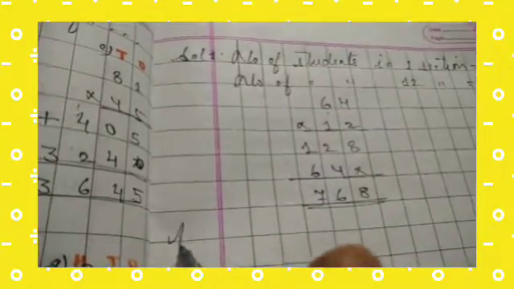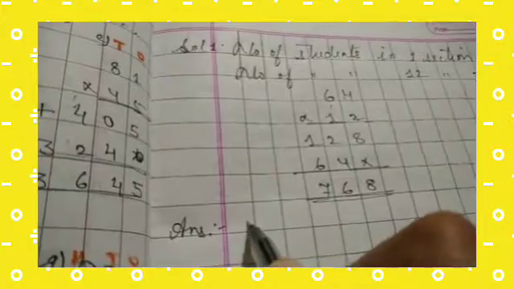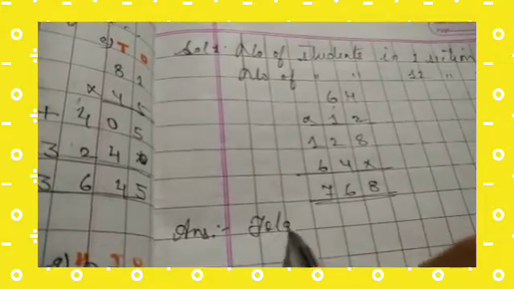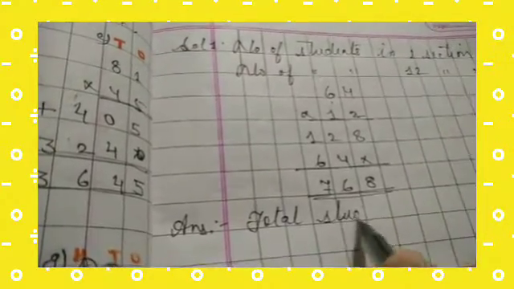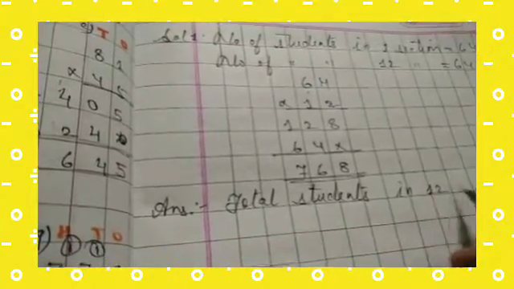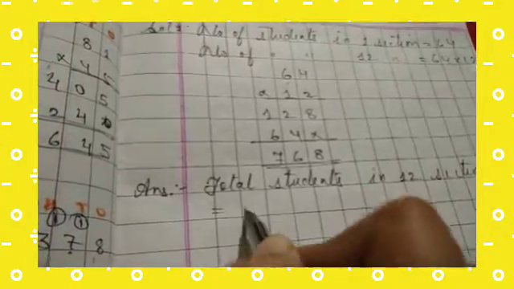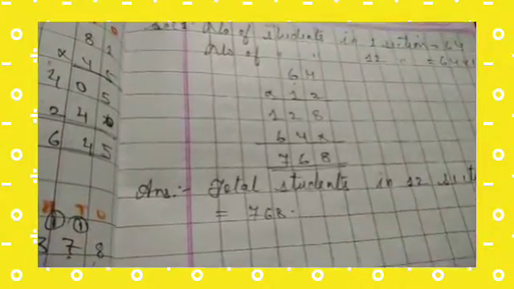So answer: total students in 12 sections is equal to 768. This is our answer.